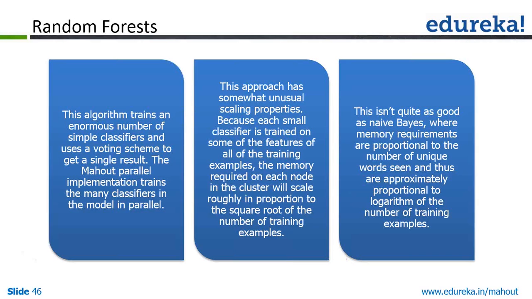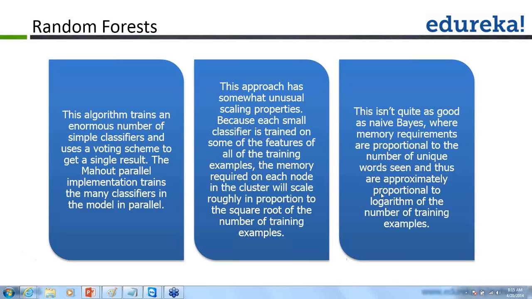So for each node in the cluster, it will consume memory in proportion to the square root of the number of training examples it is using. That's why memory consumption is a little high in the random forest one, and that's why it is not quite as good as naive Bayes, where memory requirements are proportional to the number of unique words seen, and thus approximate to the log of the number of training examples. So here it is directly proportional to the number of training examples in the random forest.